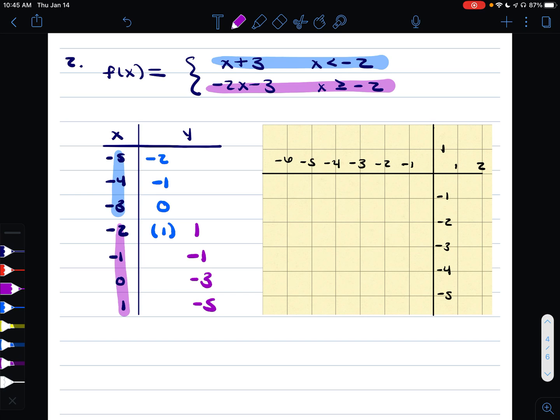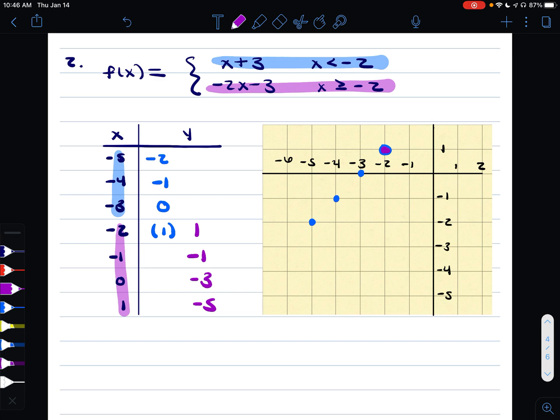Okay. All right, so we have -5, -2, -4, -1, -3, 0, and then we have this point right here, -2, +1 that came from the top equation, and we're going to plot that as an open circle. So -2, 1 from the top equation is an open circle. All right, well, this time, interestingly enough, we also got -2, 1 from the bottom equation. So we plot that same point right here, and this time it just fills in that circle.